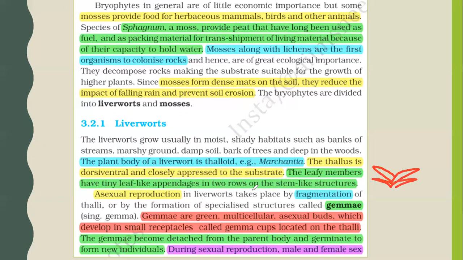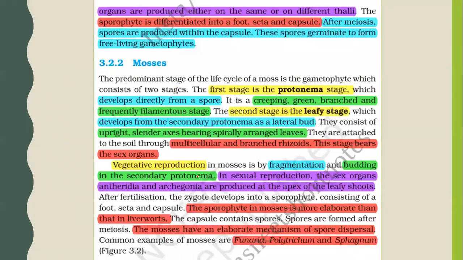Asexual reproduction is by fragmentation and/or by the formation of specialized gemmae cups. Very important question for your NEET exam. What are these gemmae cups? They are green multicellular asexual buds in small receptacles called gemmae cups. We have already studied that. So asexual reproduction takes place either by fragmentation or by the formation of a green structure called the gemma. Clear?